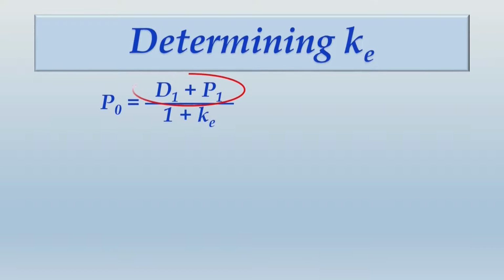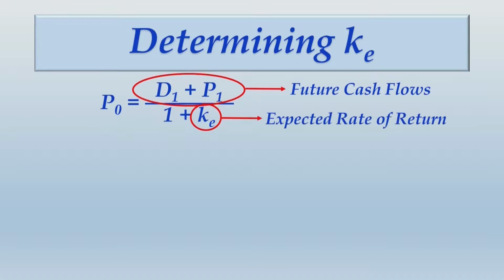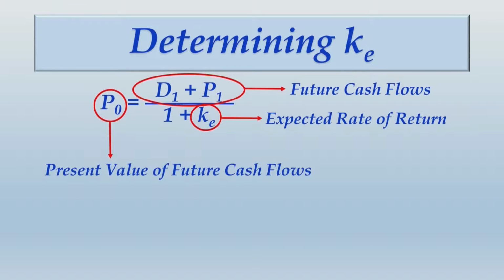D1 and P1 are what we are considering as future cash flows, and when these future cash flows are divided by 1 plus the expected rate of return, that is 1 plus KE, KE being the expected rate of return, what you will get is the present value of those future cash flows.